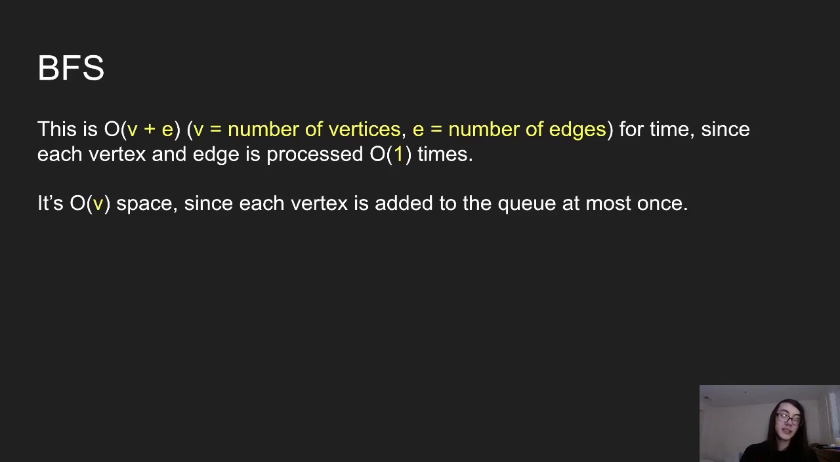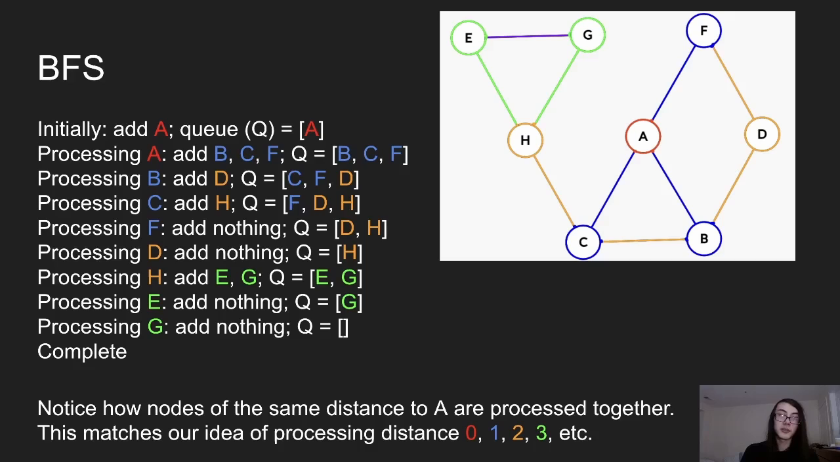So the time complexity of this is O(V + E), since each vertex is processed in the queue at most once, and each edge is considered at most twice, once for each vertex that it's attached to. And the space complexity is O(V), since each node is put in the queue at most once. Feel free to do some dry runs of other graphs to get a better feel for the algorithm, but this previous one should be roughly sufficient.